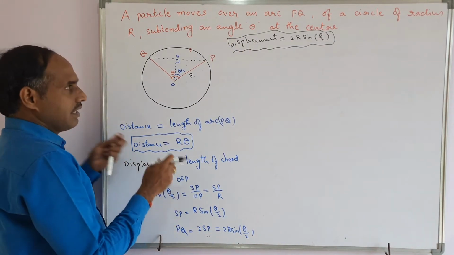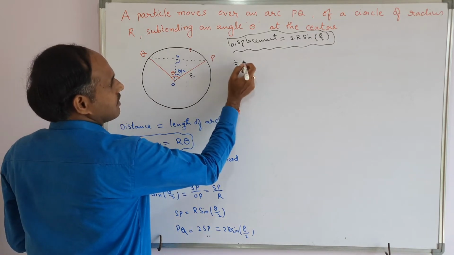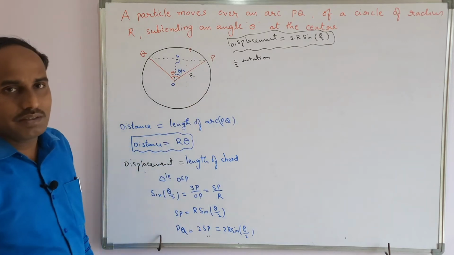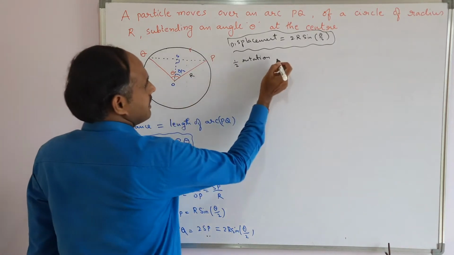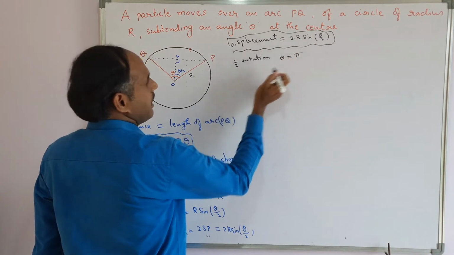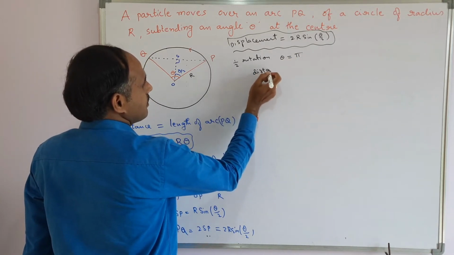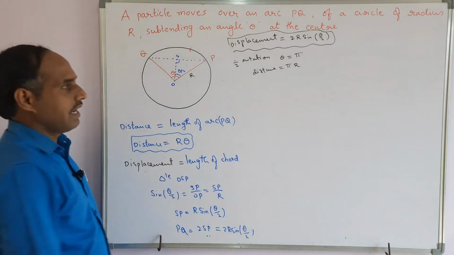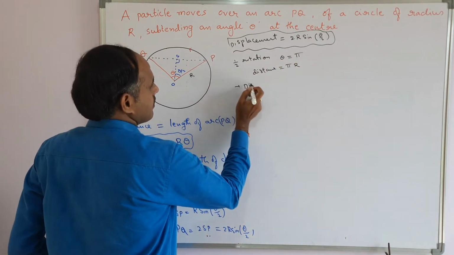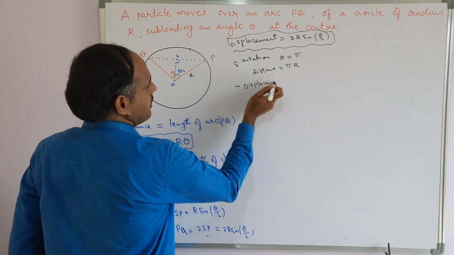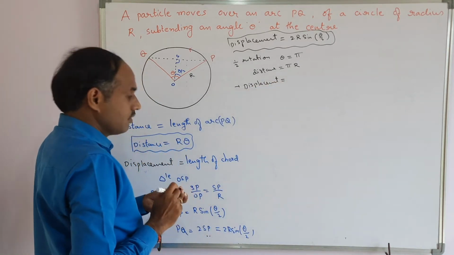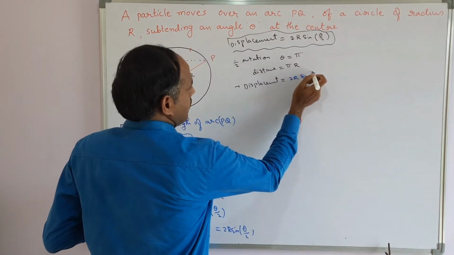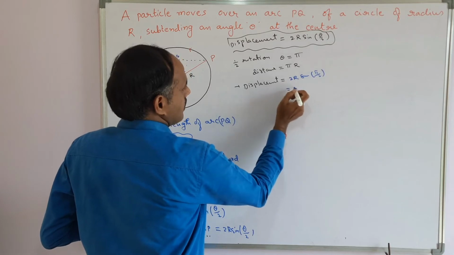Okay, now if it completes a half rotation, what is the angle made by it? The angle made by it at the center, theta, is equal to 180 degrees, means pi radian. Then the distance will become angle into radius, pi r. And coming to the displacement, we have 2r sine theta by 2, which is 2r sine pi by 2. Yes, it is 2r.